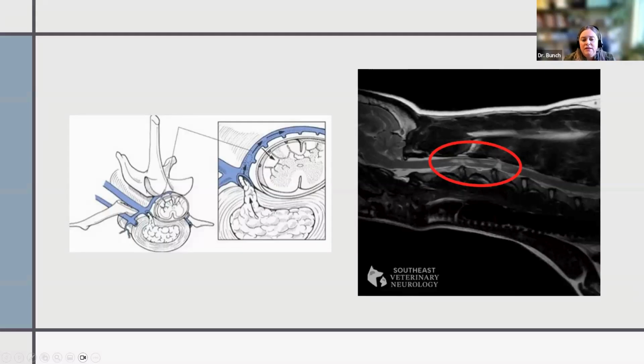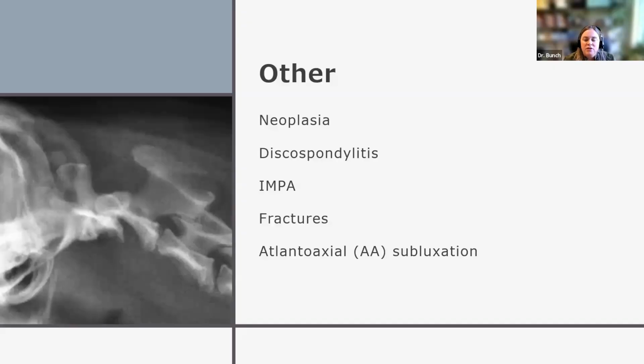And it's tough because of course you really can't differentiate these a lot of times unless you have imaging. And even then, sometimes they can be tricky to differentiate. And then lastly, what else do we have, right? So those are the most common things, but remember, we definitely can have neoplasia that affects the cervical region. Discospondylitis, not a super common area for it, but it could occur here. Immune-mediated polyarthropathy, these are joints. So we could have it affect the joints of the spine as well. Again, not maybe as common, but that can happen. Fractures, we can absolutely see cervical fractures, and then AA subluxation.